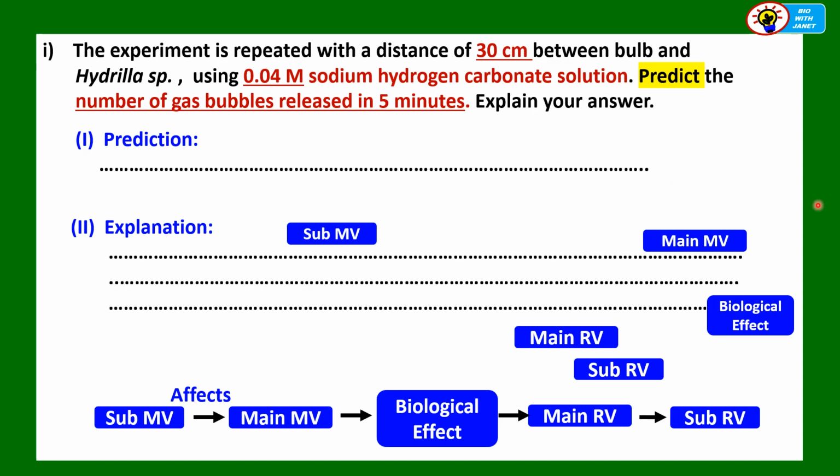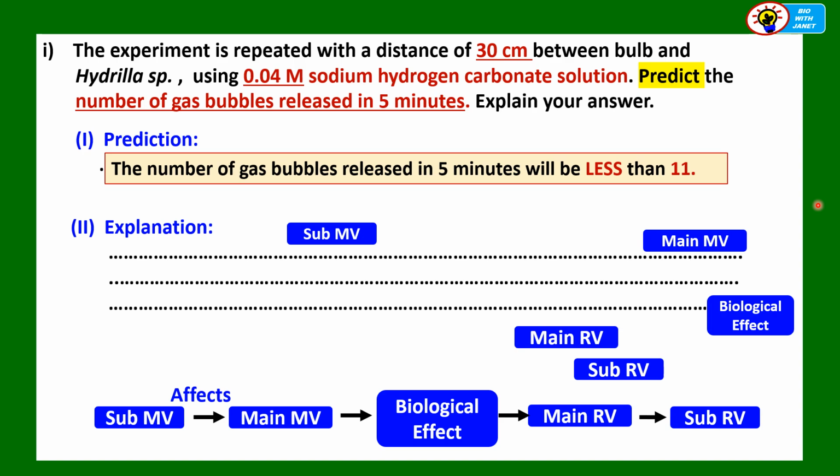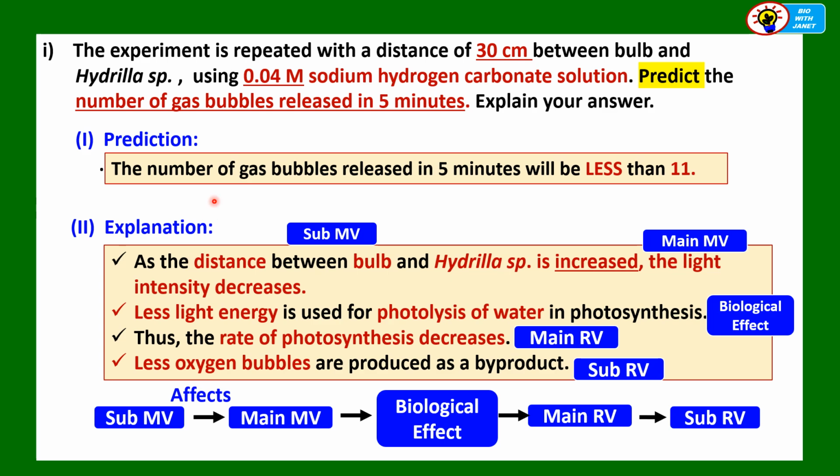So the number of gas bubbles released in 5 minutes will be less than what? Less than 11, because 11 is the number of gas bubbles when the distance was 10 cm and the concentration of sodium hydrogen carbonate was 0.04 m. Okay, referring to the original table of results. So now it will be less because you have decreased the light intensity. So prediction is 1 mark, explanation maybe 1 to 2 marks.